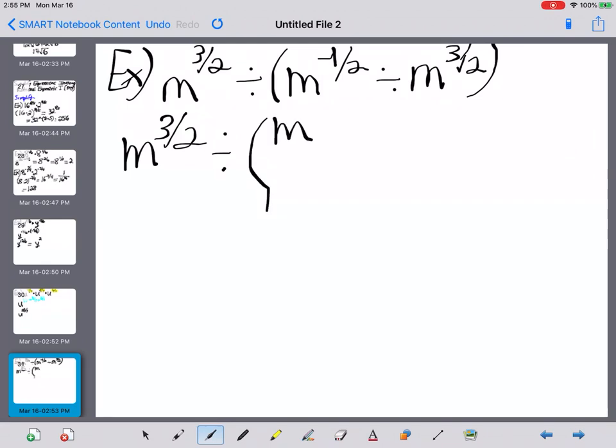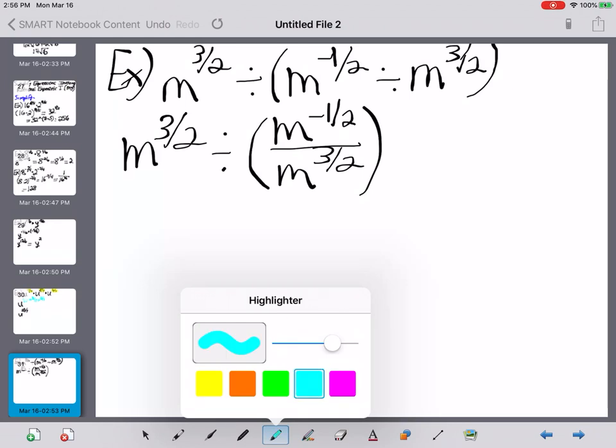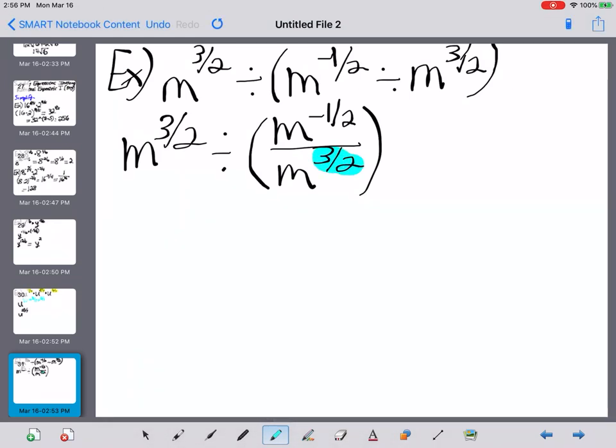So I'm going to rewrite this as m to the negative 1/2 over m to the 3/2. Okay, so let's simplify that. Just like we've done before, if I'm dividing and I have the same base, what do I do with the exponents? I subtract the exponents. So my biggest one is on the bottom, which means I'm going to subtract these.